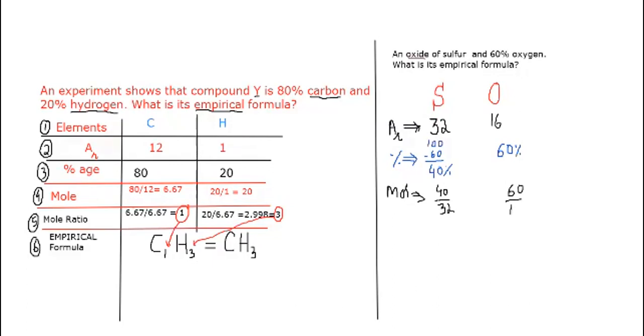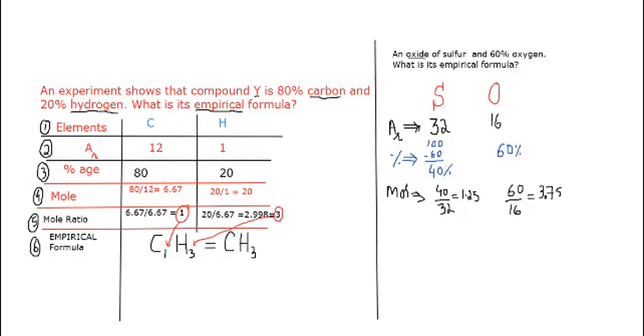Okay, that's very good. Now 1.25. This is the answer of what? 40 divided by 32? Yes, sir. 1.25. This is the mole value of sulfur. And what about 60 divided by 16? That's 3.75. Okay, that's the thing. Now, my dear student, what to do about these things?